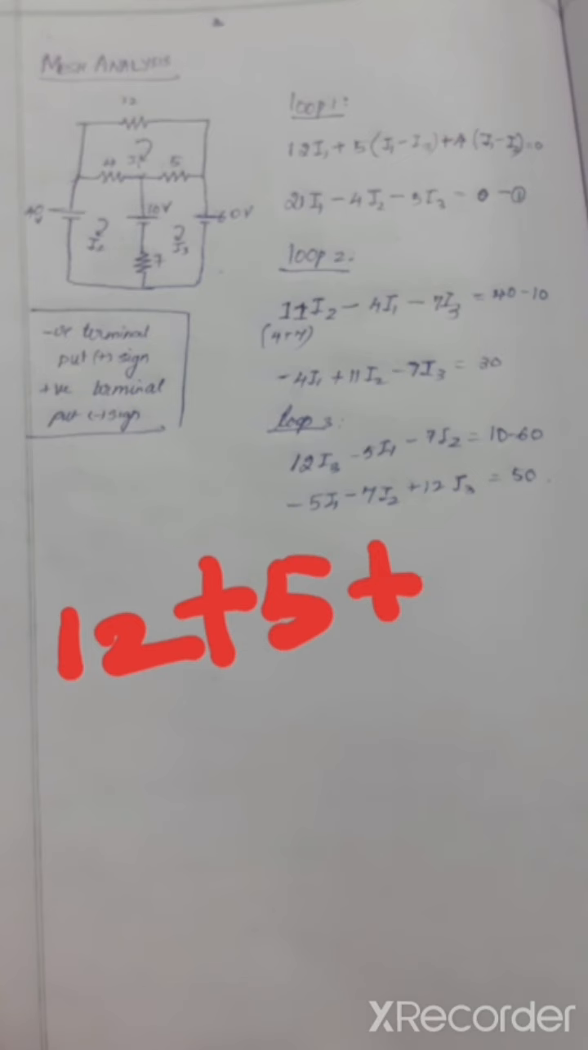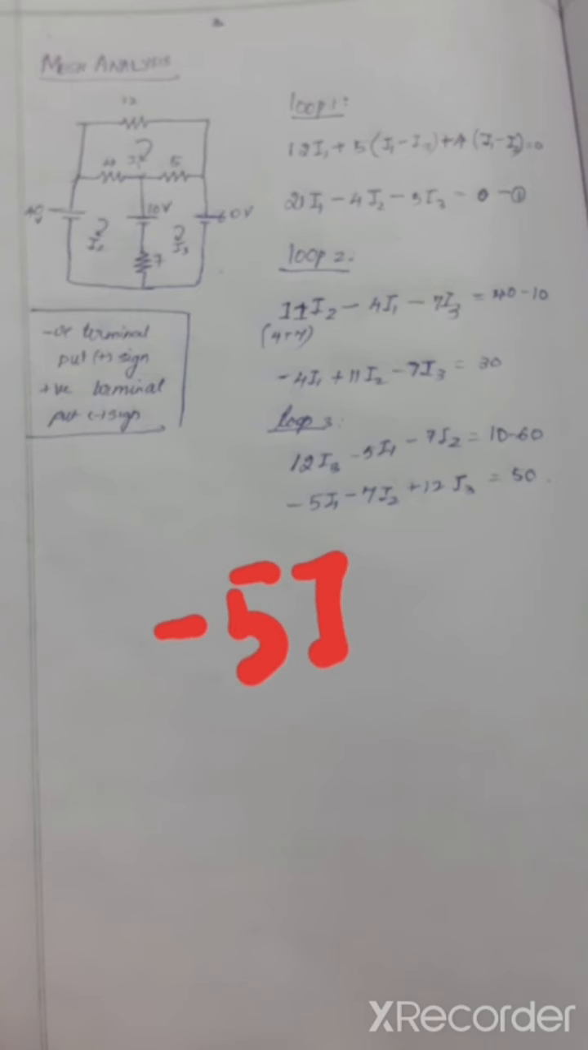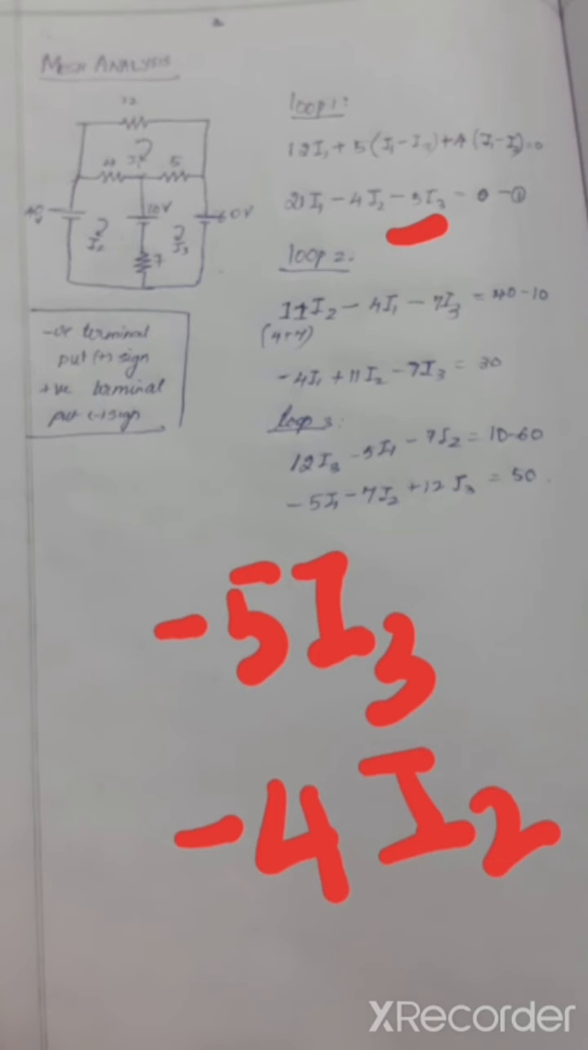See, the 5 ohm resistor, you have the loop 3 attached to the 5 ohm resistor, right? So just add minus 5 into the current which is flowing through the loop. This is nothing but minus 5 I3. It is how it is added, and 4 ohm is adjacent to loop 2. So add minus 4 I2. So the equation is 21 I1 minus 4 I2 minus 5 I3, which is equal to 0. I think this will be easier.